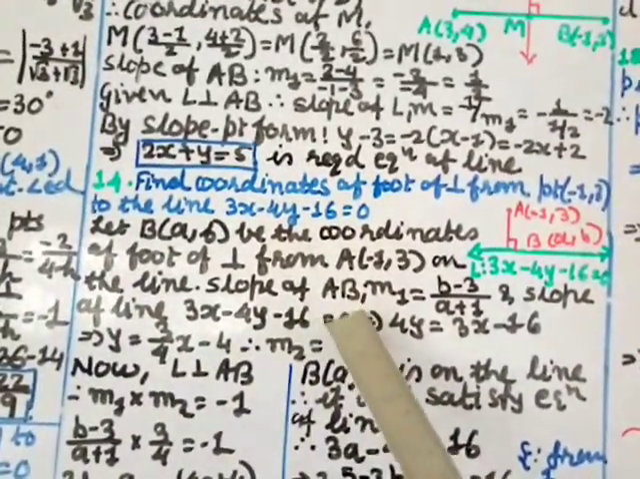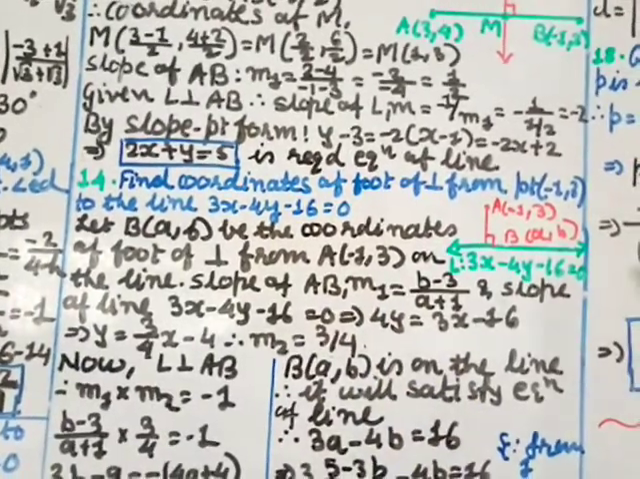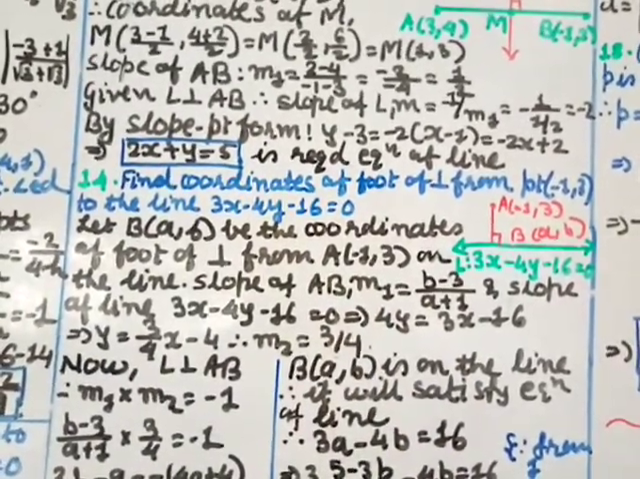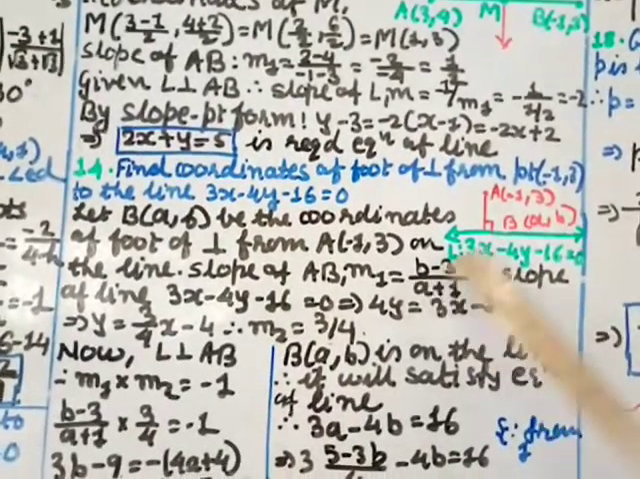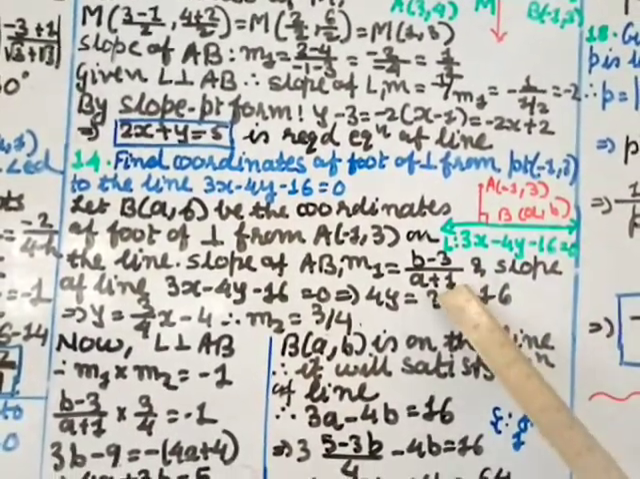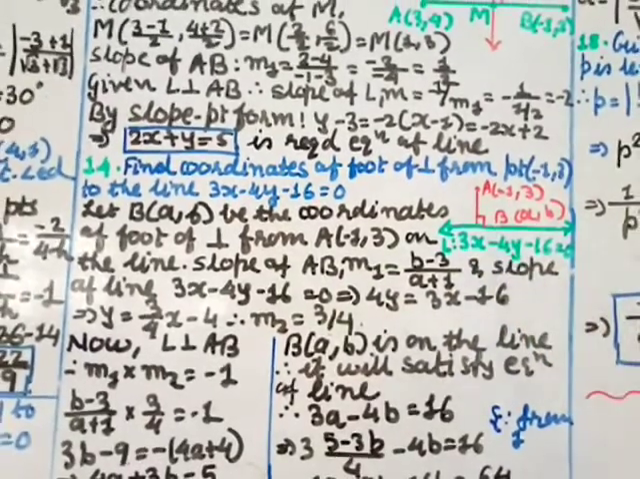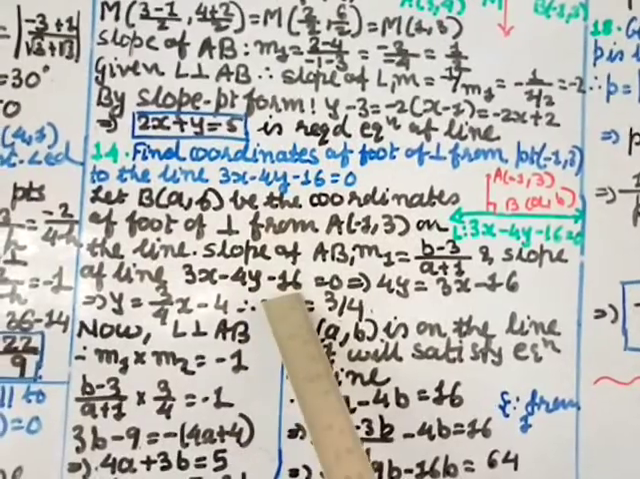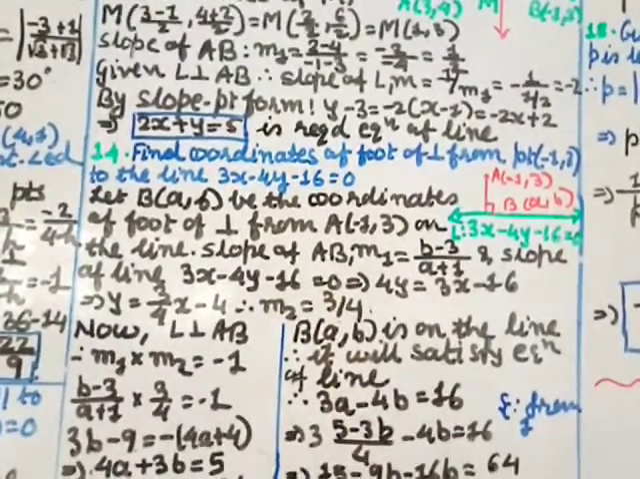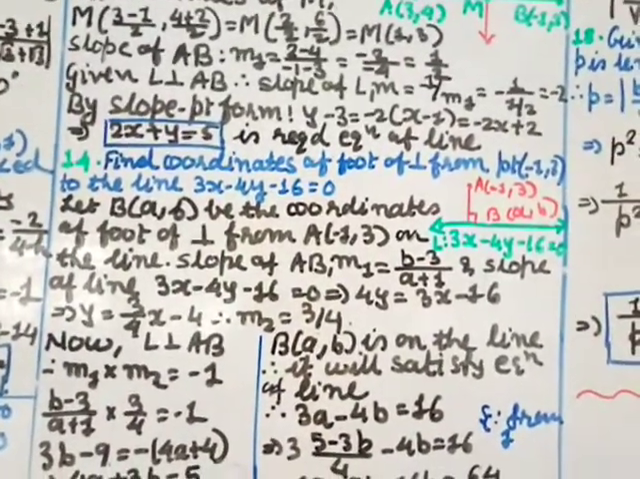Now the slope of AB will be y2 minus y1 divided by x2 minus x1, using the two-point form. So here it is (b minus 3) divided by (a minus (minus 1)), that is a plus 1. So this is the slope of AB. And for the slope of the line given to us, 3x minus 4y minus 16 equal to 0, use the slope intercept form, that is y is equal to mx plus c.